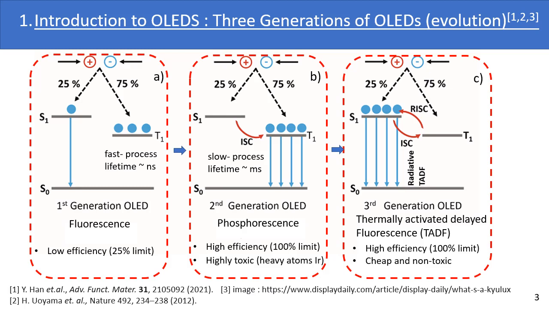Lastly, a special class of OLEDs were designed where the triplets can be upconverted to the emissive singlet states through the reverse intersystem crossing mechanism. Note, for efficient reverse intersystem crossing, the singlet-triplet gap has to be small, in between 0.1 electron volts to 0.5 electron volts, and must contain specific donor and acceptor groups. These were efficient, cheap, and non-toxic in nature, and thus are preferred as emitter molecules.